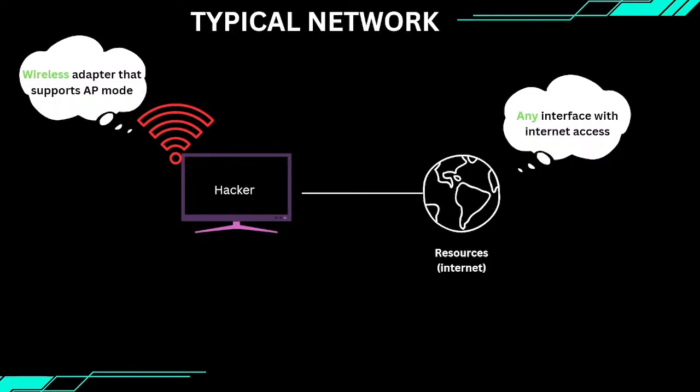Now let's break down what you will need. Internet connection. This could be through Wi-Fi, Ethernet, a 3G/4G dongle, or even a virtual interface. Wi-Fi interface. Not just any Wi-Fi adapter will work. It needs to be capable of running in access point mode. Once you have set up the necessary hardware, we will be able to start broadcasting our fake network.